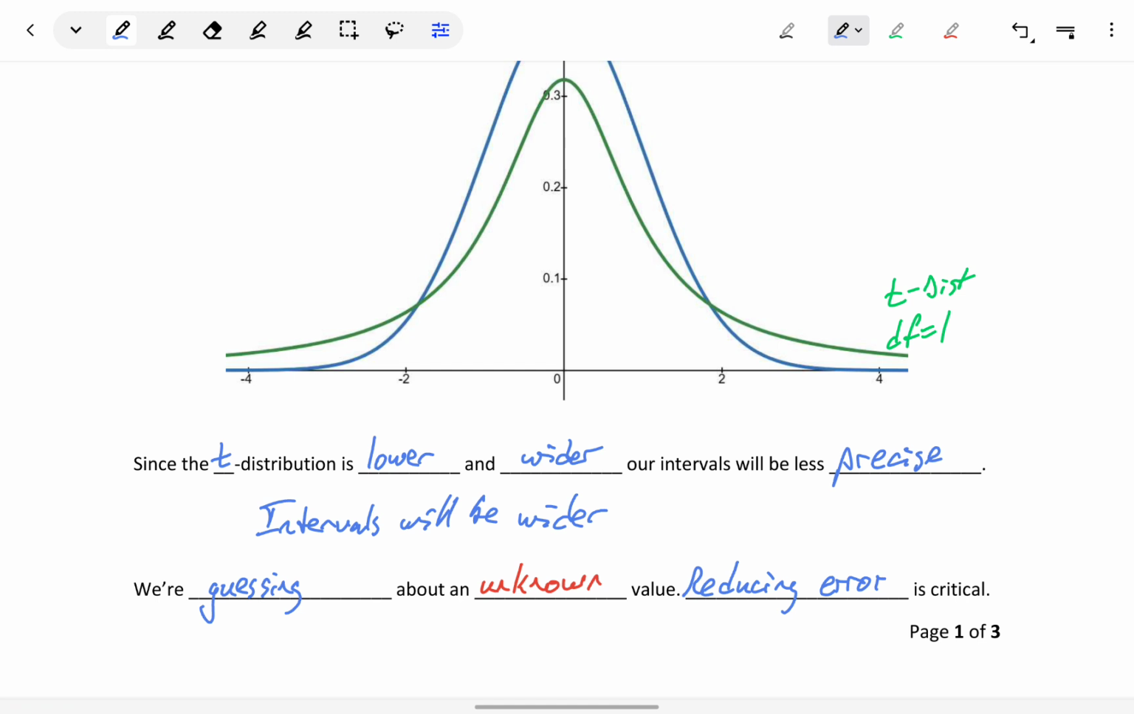So creating these wider intervals using the t-distribution means our results will be less precise. But what that's going to do is offset error that could be created due to using S, the sample standard deviation, instead of sigma, the population standard deviation. So we're sacrificing some precision to help reduce error because of this alternate measure that's being used as part of our calculations.